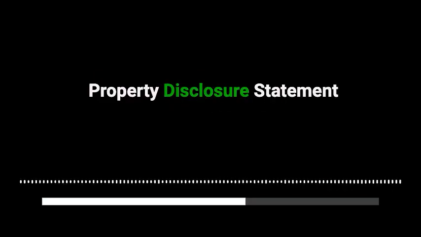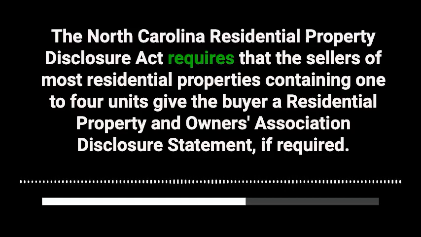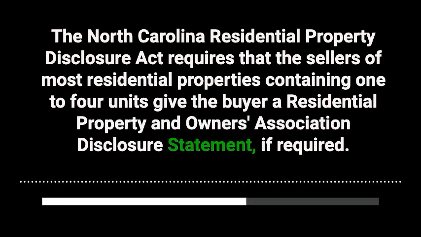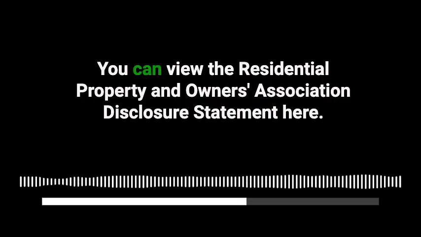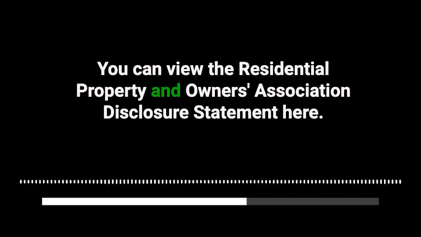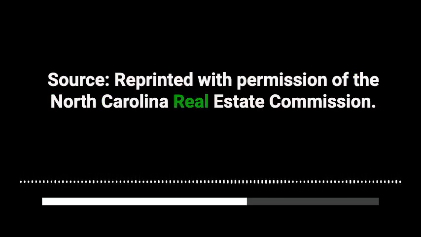Property Disclosure Statement. The North Carolina Residential Property Disclosure Act requires that the sellers of most residential properties containing 1 to 4 units give the buyer a Residential Property and Owners' Association Disclosure Statement, if required. You can view the Residential Property and Owners' Association Disclosure Statement here. Source: reprinted with permission of the North Carolina Real Estate Commission.